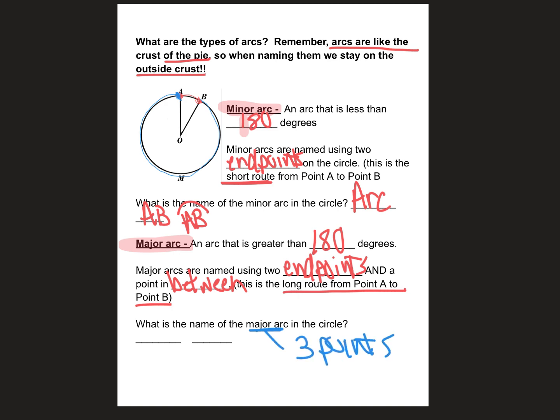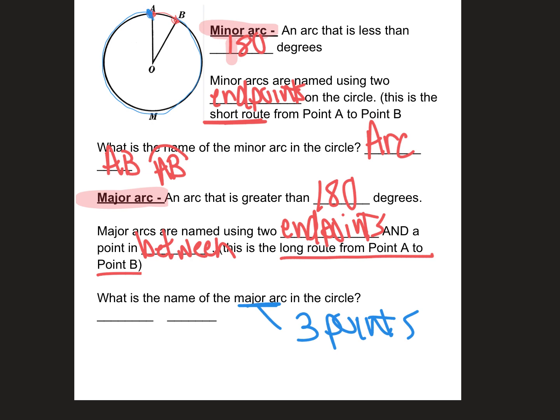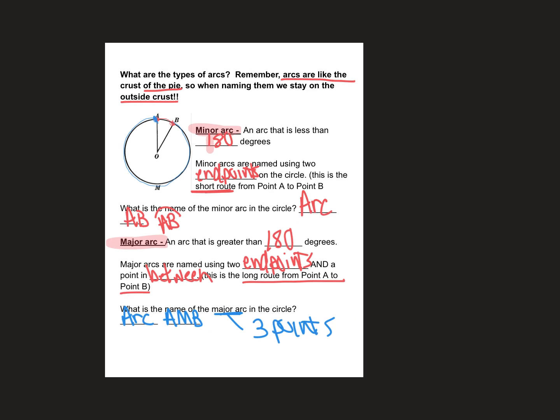Okay, so the name of the major arc up there in the circle is arc, because that's what it is. And we are going from A to B, but we are going through M. So it's going to be A, M, B. So on this slide, we talked about minor, less than 180, major, greater than 180. On the next slide, we're going to talk about what is exactly 180.